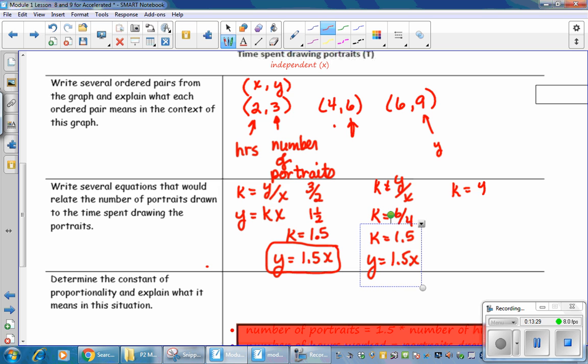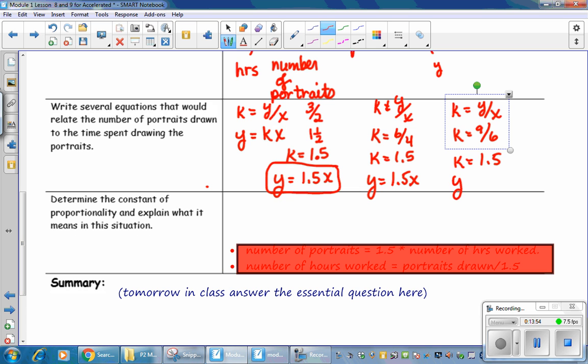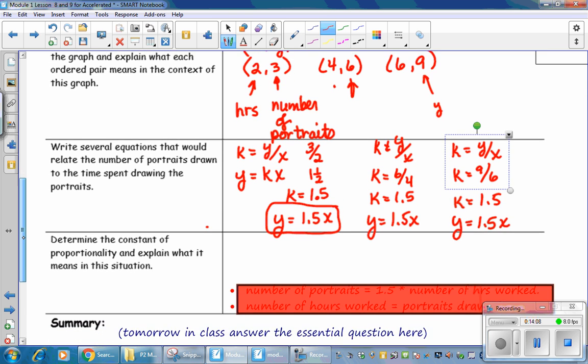The unit rate is y divided by x. So we have 9 divided by 6, and k equals 1.5. Now you might be thinking, why is the unit rate the same for all of them? Well, she is working at the same rate. She is not drawing faster or slower. So that time is proportional to the number of portraits that she is drawing. And so our equation again is y equals 1.5x. You get the same equation because it is a proportional relationship. And that proves that you can use any of the ordered pairs to find that unit rate to write the equation.